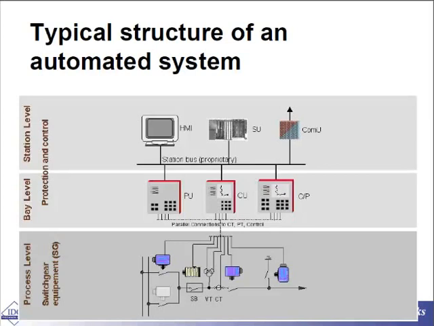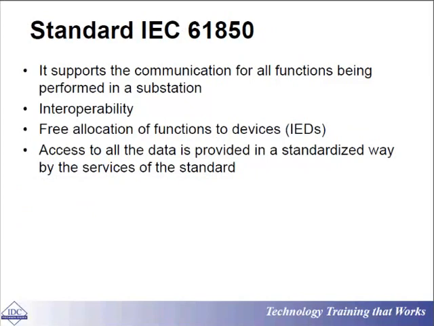61850 is using the most advanced technology, which is based on big packs and patches of information to be interconnected by means of a number of bays and levels and clouds of information. It is using LAN and WAN and things like this. That is the meaning of this structure for the automation system. So as you can see here, the standard IEC 61850 supports the communication for all the functions being performed in a substation.